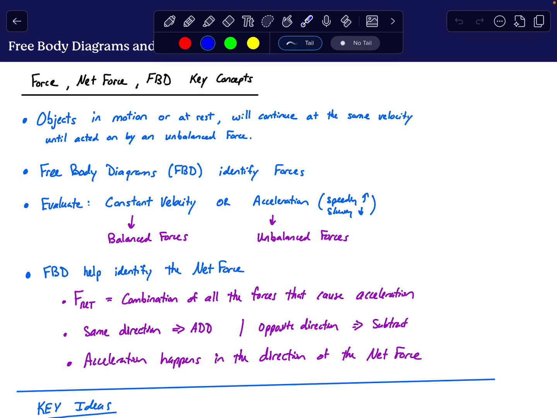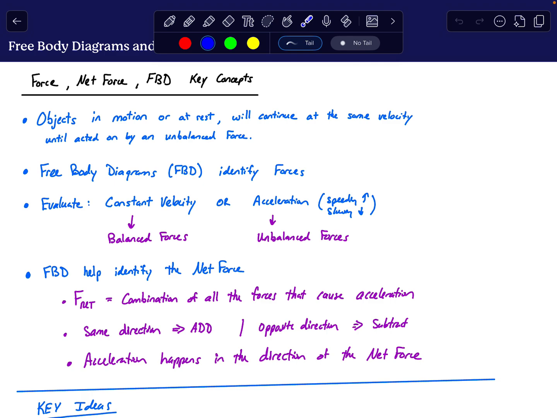So going back to what we know about Newton's laws, objects in motion or at rest will continue at the same velocity until acted on by an unbalanced force. We've seen this example with the dry ice across the table, with a hockey puck, as you don't have to continue applying a force for it to move at a constant velocity. All these things go back to this idea of objects in motion or at rest staying in motion or at rest, unless acted on by unbalanced forces.